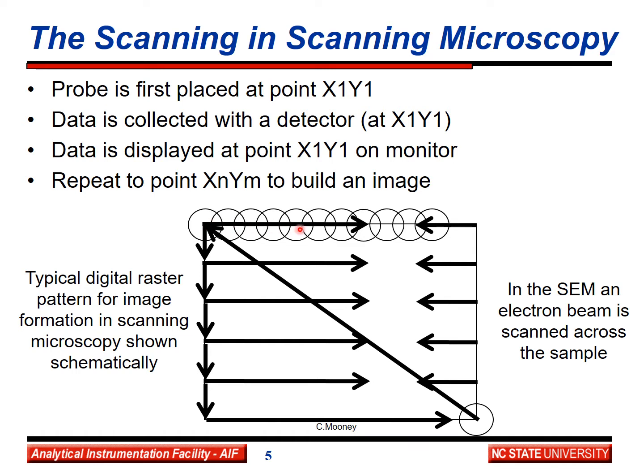And we continue doing that in a raster pattern. As shown is a digital raster pattern where you scan over, scan back, take a step, scan over, scan back, take a step. And we continue that until we get to point X sub n, Y sub m. And in that way, we build an image one picture element at a time.